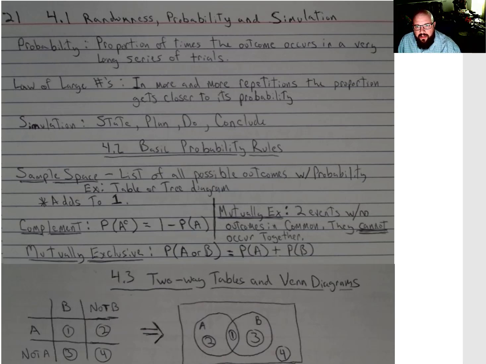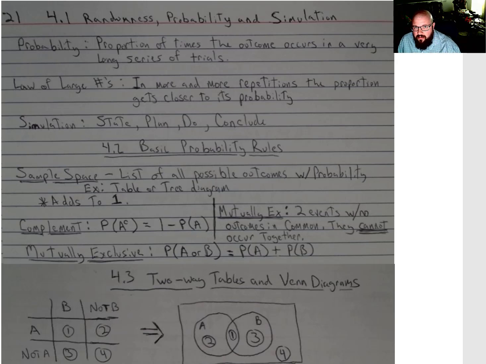So for probability, we're looking at the proportion of times the outcome occurs in a very long series of trials. Okay? Proportion of times the outcome occurs in a very long series of trials. That's what probability is referring to.